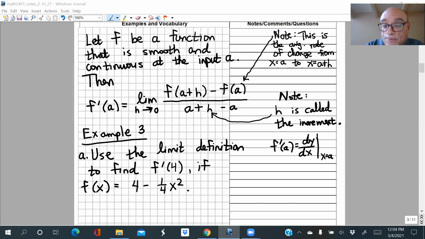You're picking smaller and smaller increments, increments that are getting closer and closer to zero. You're observing these average rates of change, and you're trying to determine what value these average rates of change are approaching as the increment gets really small. That's exactly what we did in Desmos just a moment ago. So this is just the mathematical description of that whole process.